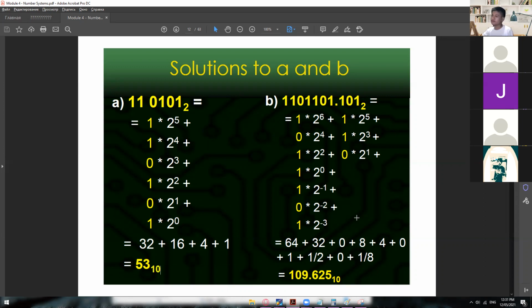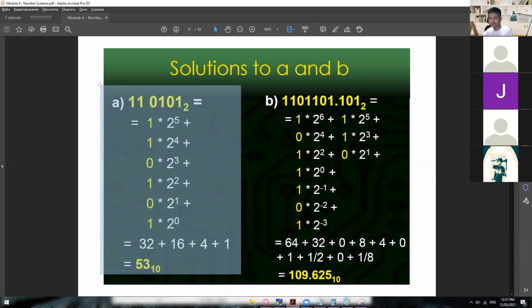Anyway, were you guys able to understand letter A? Is there anyone who wasn't able to get this one? Please let me know.